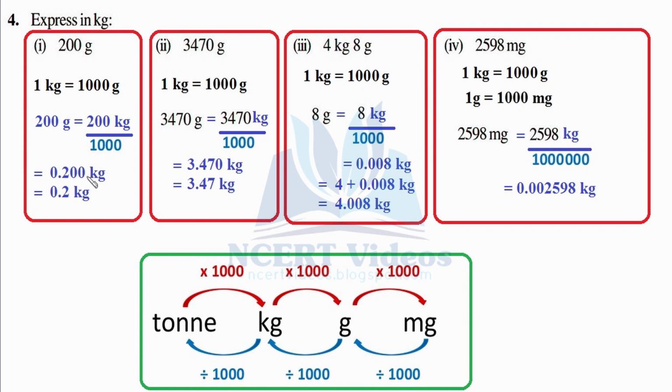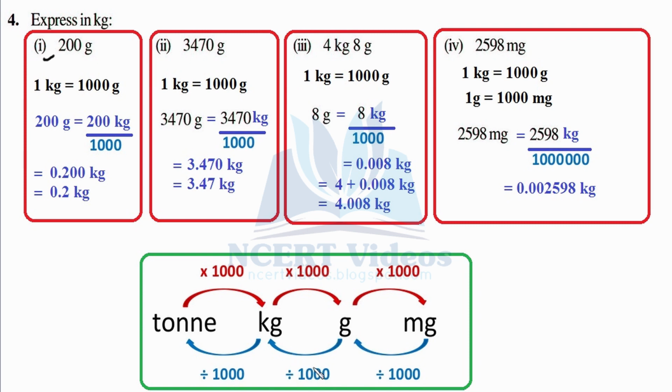You cannot omit it if it was some digits like 1, 2, 3 other than 0 here. Then this value will become wrong if you do this. This is only the case with zeros. 3470 grams. Again, same thing, divide it by 1000 because we are going from grams to kilogram.